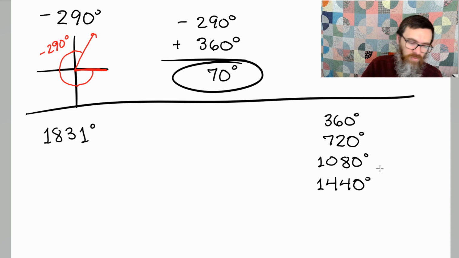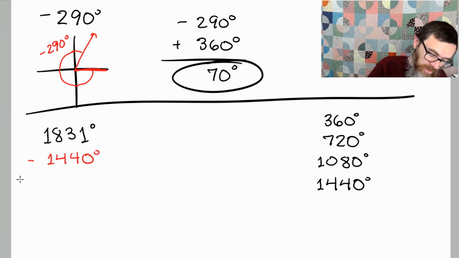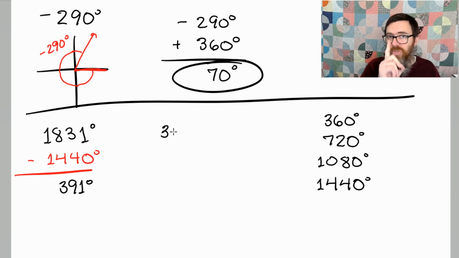So let's look at that 1440. I'm just going to grab the calculator real quick so that we can power through this. So 1831 minus 1440. So that's the thing, we were close. Minus 1440 gives me 391 degrees. That's still too big, right? But it is coterminal. That's what we need to understand: if an angle measures 391 degrees, it's coterminal with one that measures 1,831 degrees.